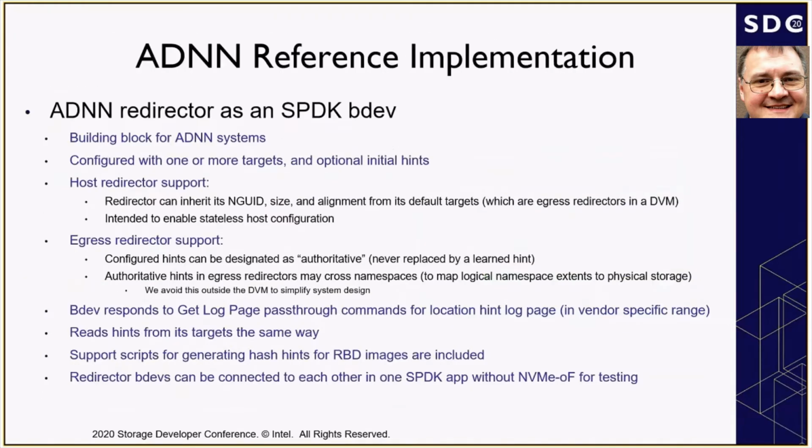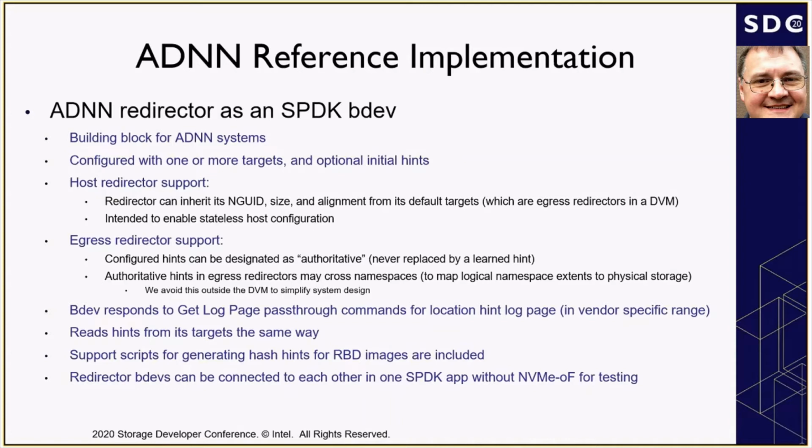So we have constructed a reference implementation of the ADNN redirector. This is an SPDK BDEV. This is your basic building block for constructing prototype ADNN systems. These are configured with JSON RPC just like any other BDEV with one or more targets and optionally with some initial location hints.